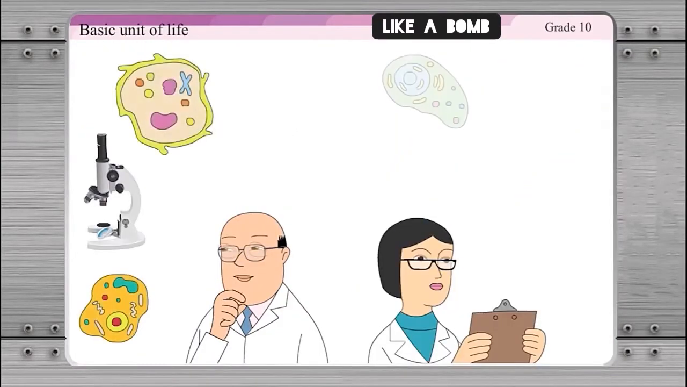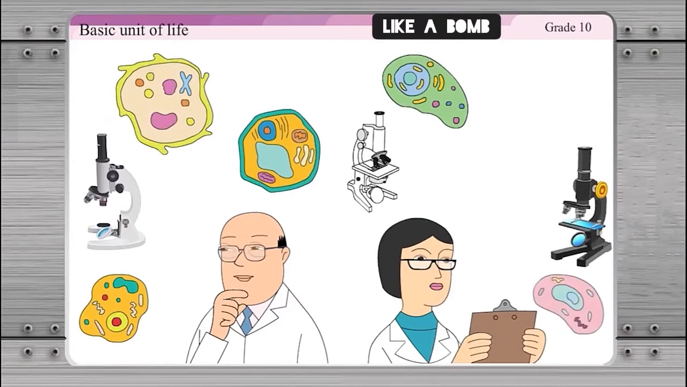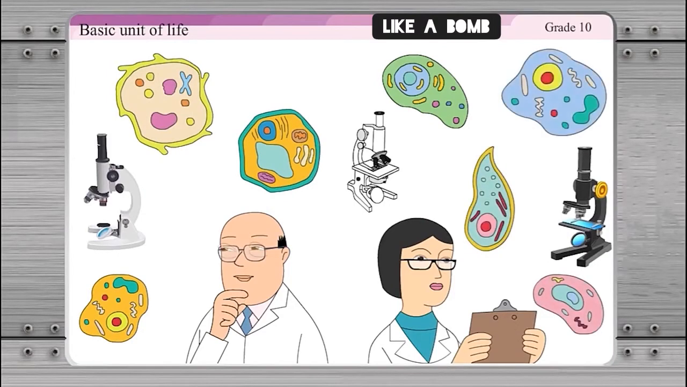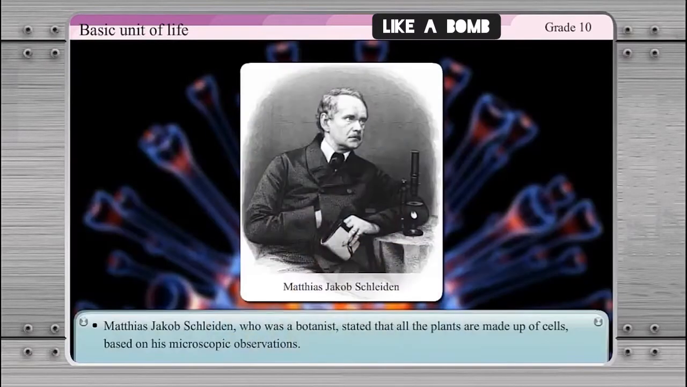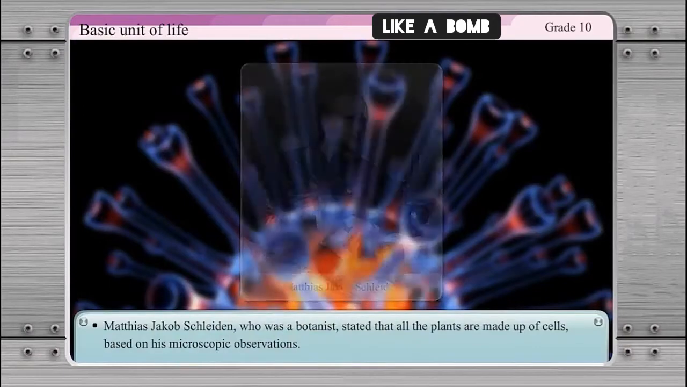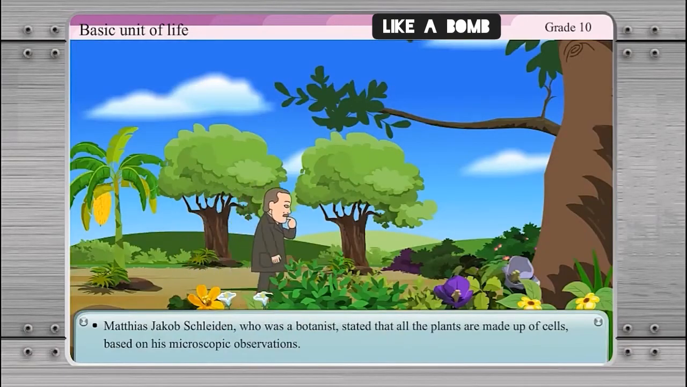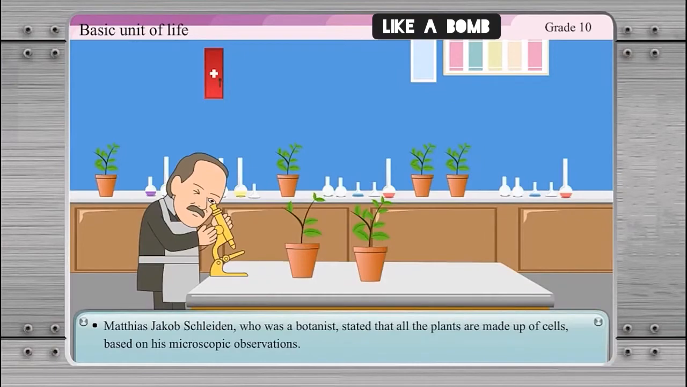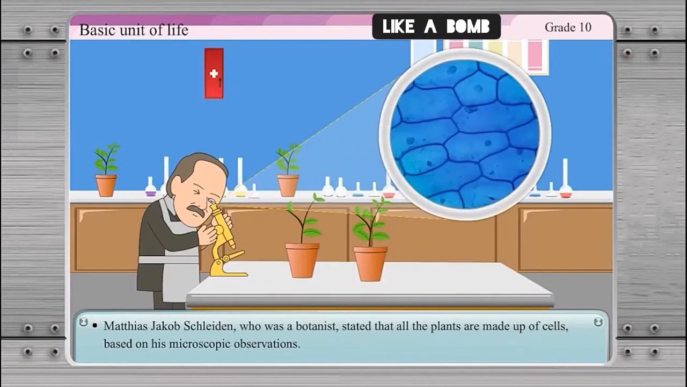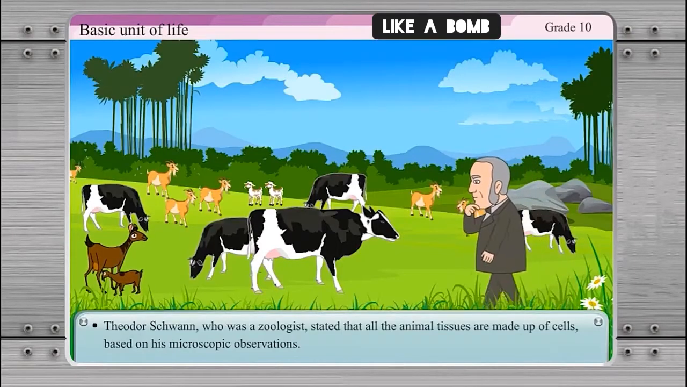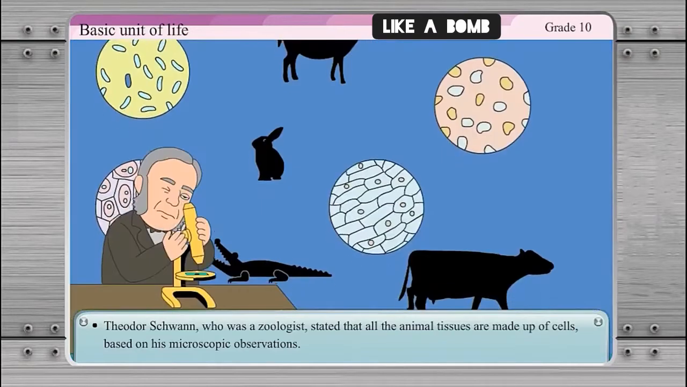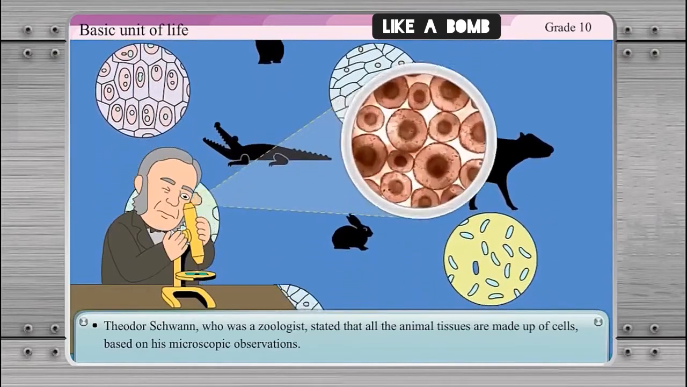Later, due to the invention of more powerful microscopes, the scientists' understanding of cells developed. Matthias Schleiden, who was a botanist, stated that all plants are made up of cells based on his microscopic observations. Theodor Schwann, who was a zoologist, stated that all animal tissues are made up of cells based on his microscopic observations.